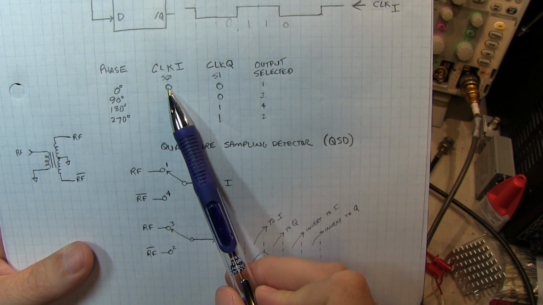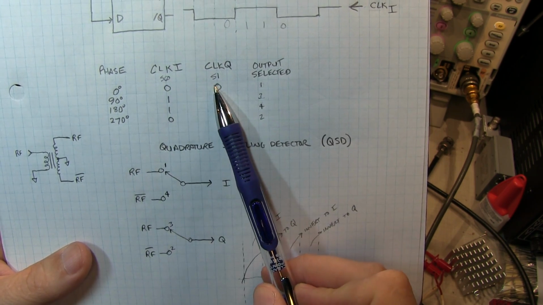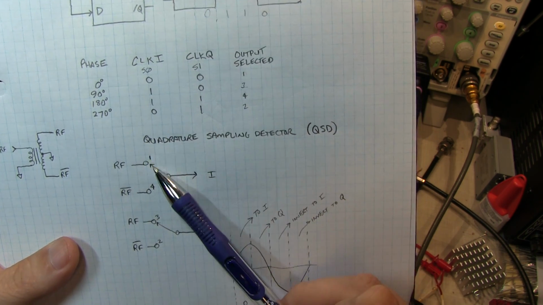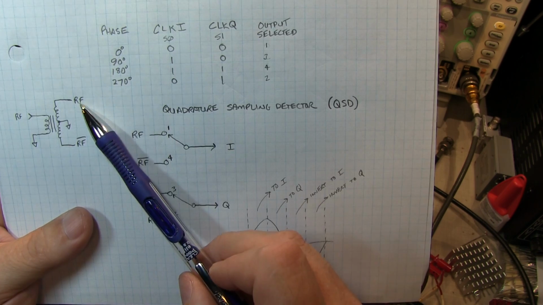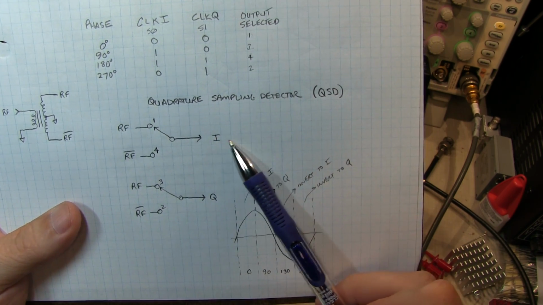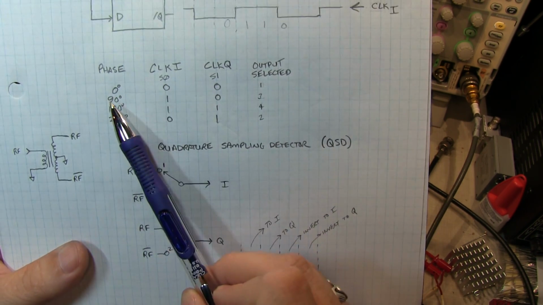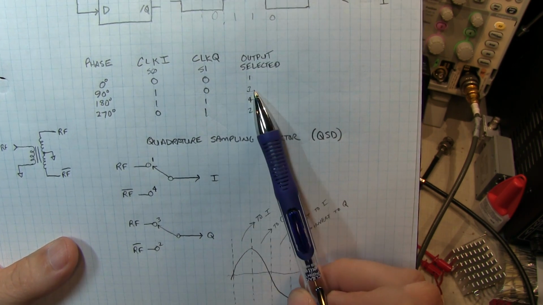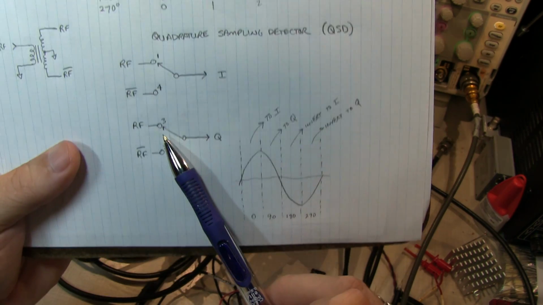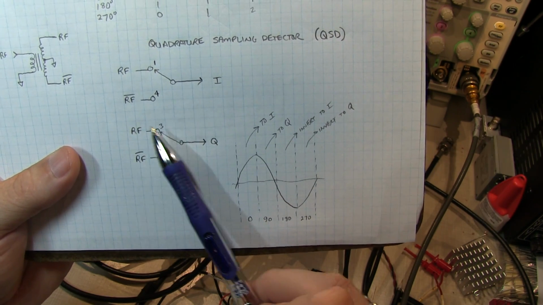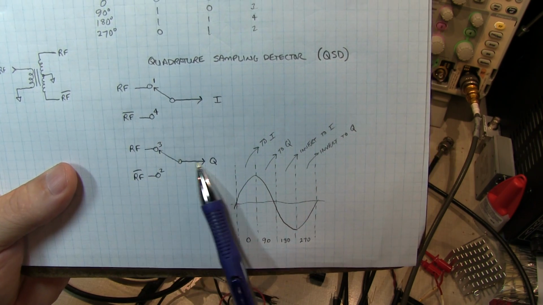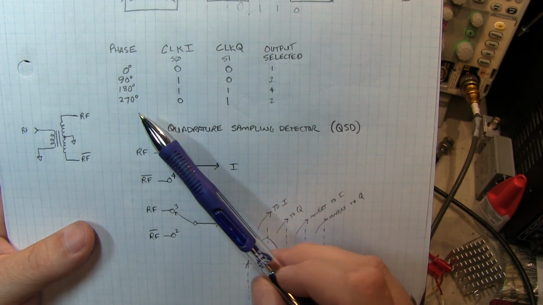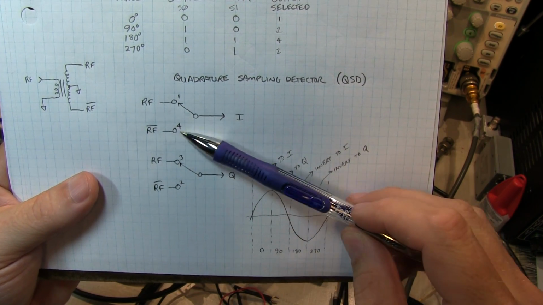So when both those clock inputs are at their low level, we'll call that the first quarter phase, or 0, and the output that gets selected is 1. So we're going to connect the RF to the I output where it gets integrated. Then the next phase at 90, clock I goes high, clock Q is 0, the output that's selected is 3, and that's here. So we're going to connect the RF output again to Q. And then the next 2 phases, 180 and 270, are going to connect the inverted RF to I, then the inverted RF to Q.